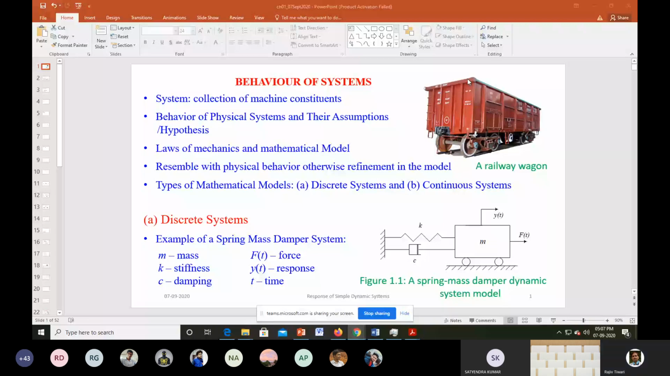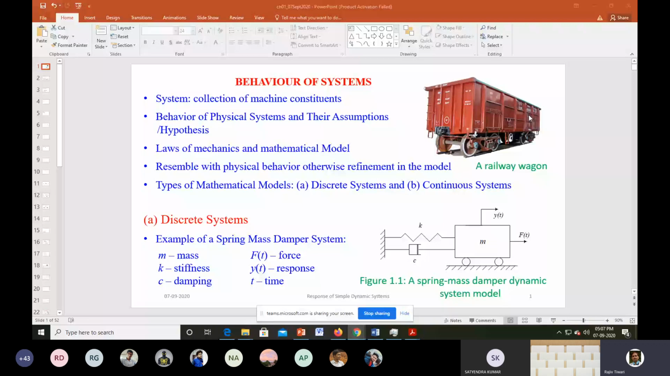So how can we analyze such a complex system? As I mentioned, in the system there are various components, and each component is having some property. Like if we are talking about wheels, they have inertia because they are moving, so rotary inertia also will be there. The wagon, the top part, will be having mass that will also be having various kinds of inertia.